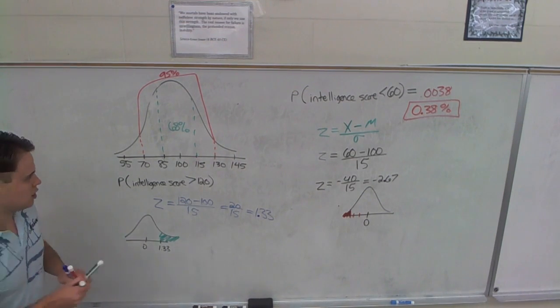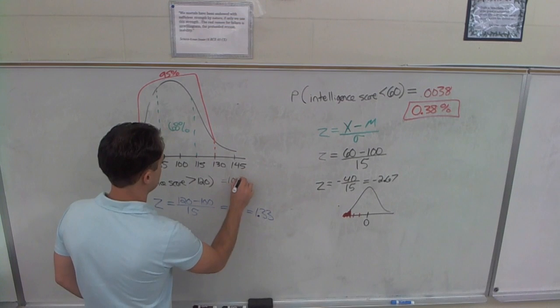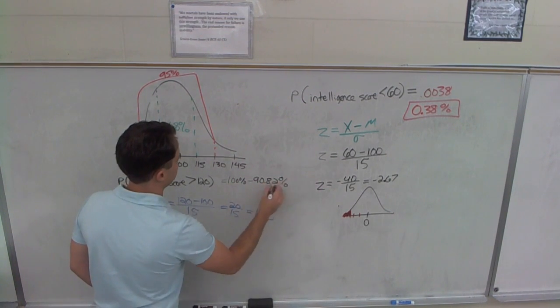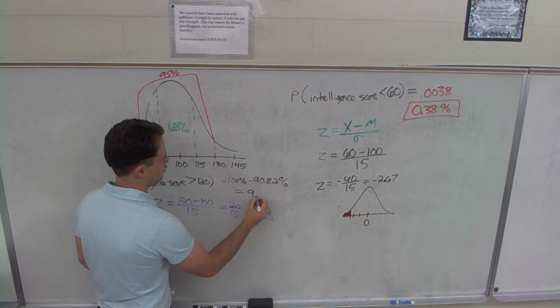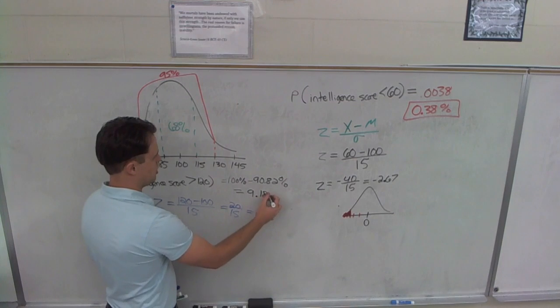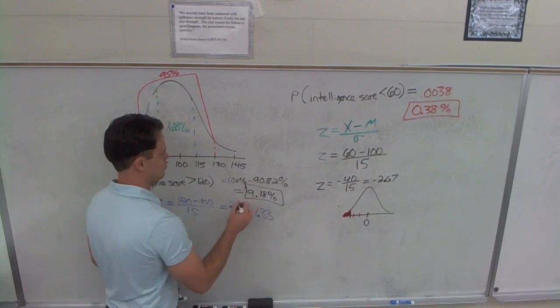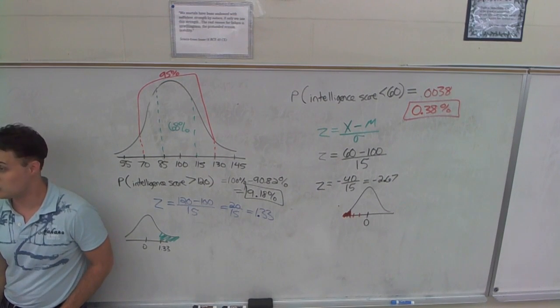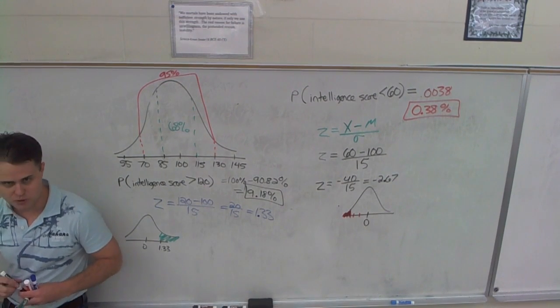So this is going to be equal to 100% minus 90.82%, which we pull out of the Z table, so what do you get? 9.18%, thanks for the help. There you go, this is how you do Z-scores. Let's do a couple more problems, so flip it over.